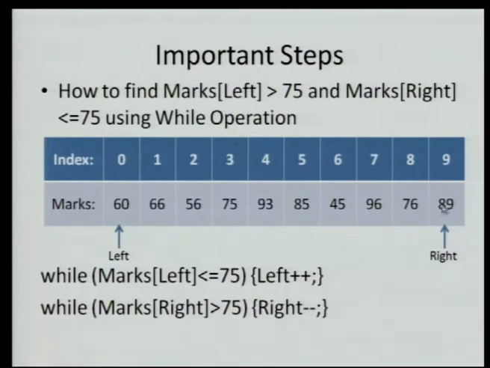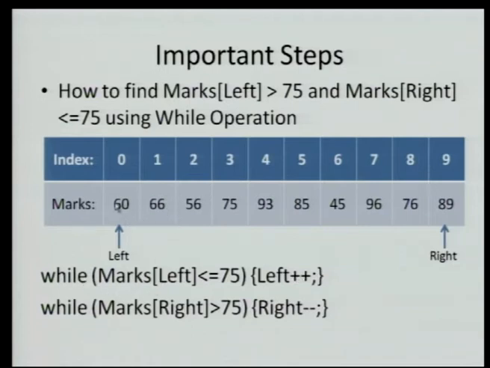So we go back to this particular array and see what our operation should be. I have kept the 60-60 stuff intentionally because the condition is not if here. The condition has to be while. Why? Because we want to repeat. Because our check is going to be repeated several times. Therefore, we have to use the while operation rather than simply if. And how are we going to check then? While marks left is less than or equal to 75, that is the case here, left plus plus. You increment the value of left.